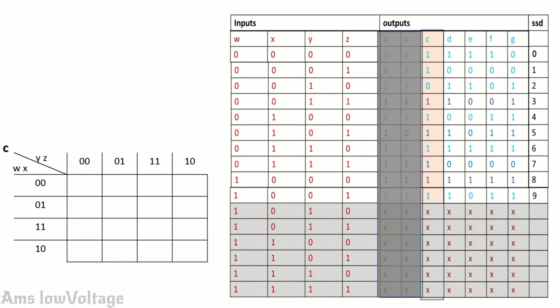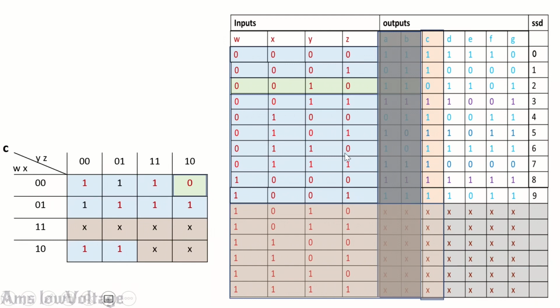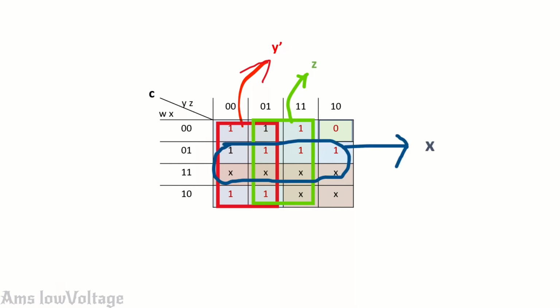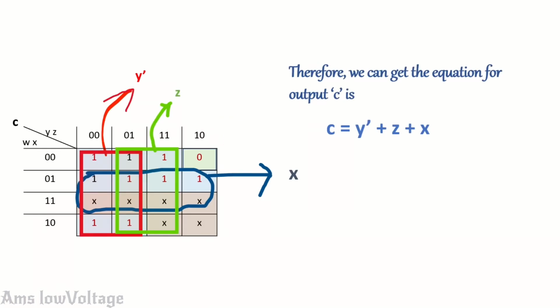So now for C, for all these outputs in the C column, we have got only one 0 in this column C. This is interesting. And then after the 1s I put all the don't care forms, it's pretty similar to the other one. So this is the group for C, and this group we can get the output Y prime. From this group we can get the output Z, and from this group we can get the output X. So finally for C the equation is Y prime plus Z plus X.